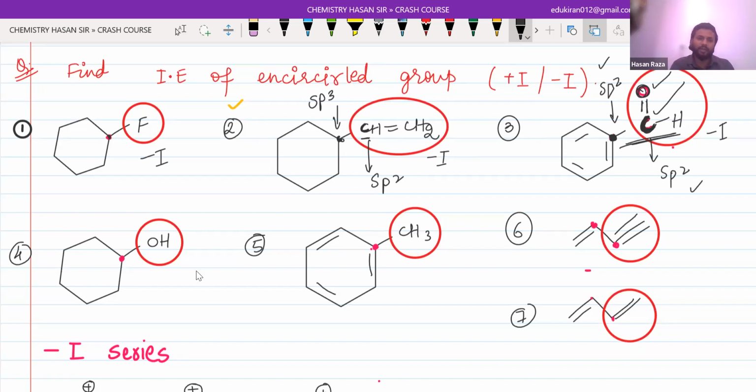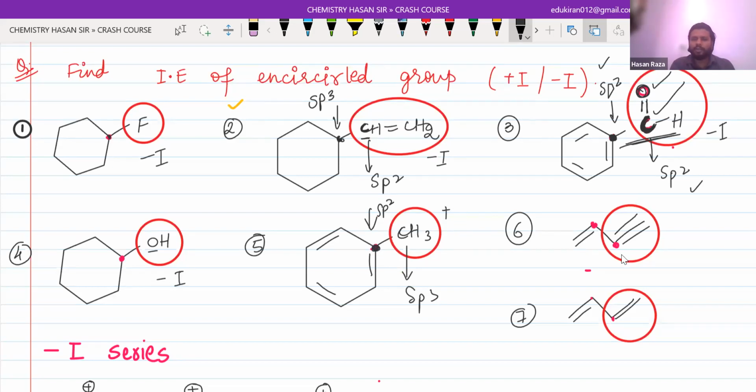That's why it is minus I. Oxygen is more electronegative than carbon, so minus I. You can see this is carbon, this is also carbon. It is sp3, but this is sp2. So this is more electronegative, so it will donate. So this will be plus I.